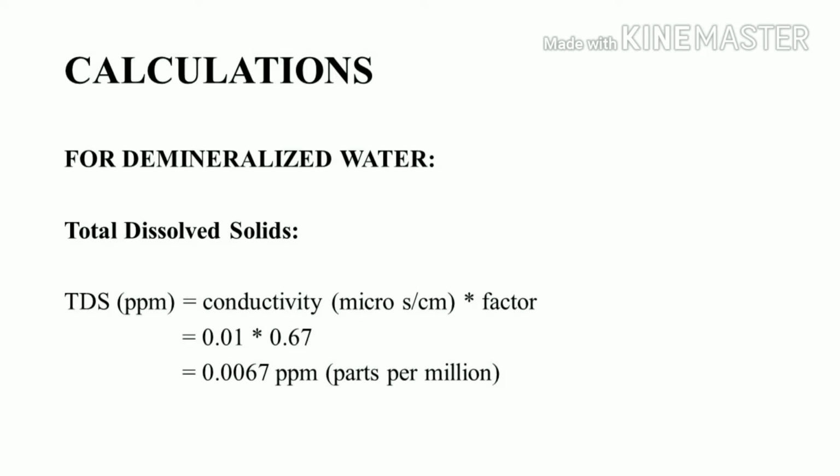Calculations. For demineralized water, total dissolved solids. The total dissolved solids is found out by conductivity into factor. Here the conductivity is 0.01 multiplied by the factor which is 0.67. And so the total dissolved solids is 0.0067 ppm, which is parts per million.